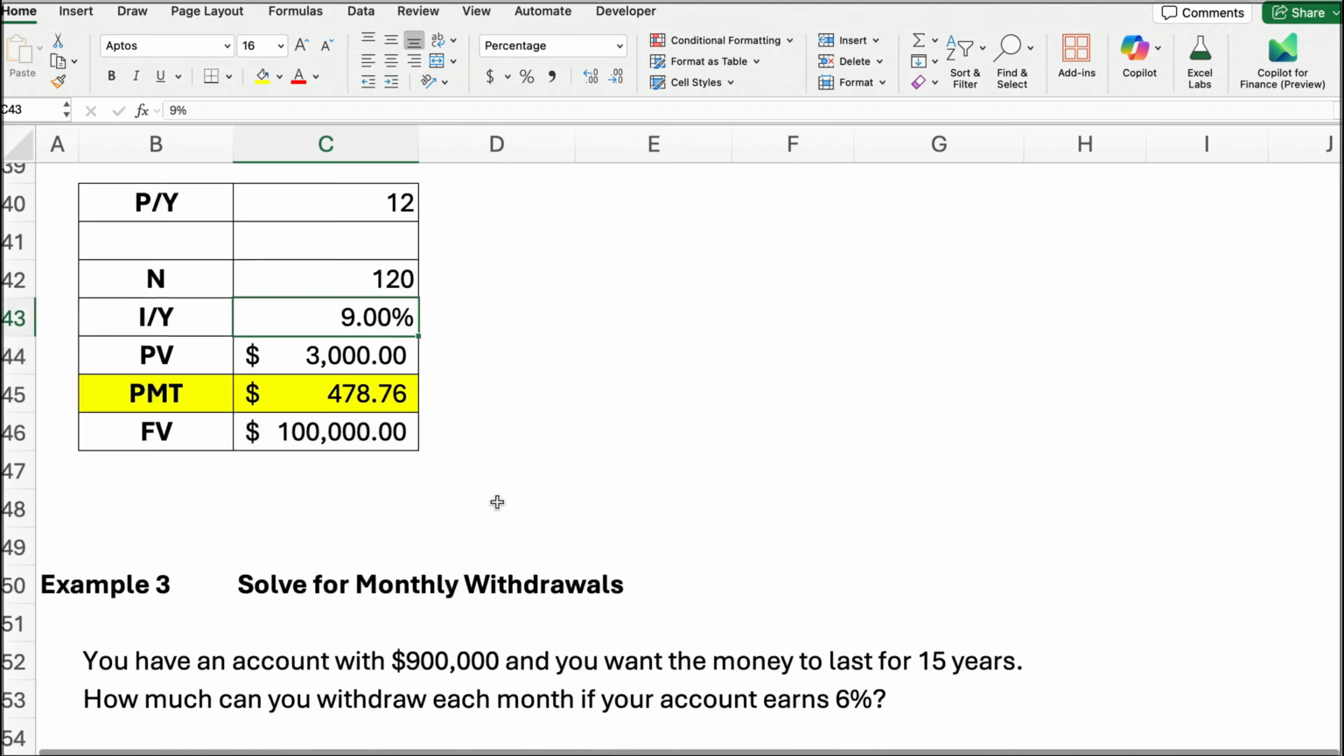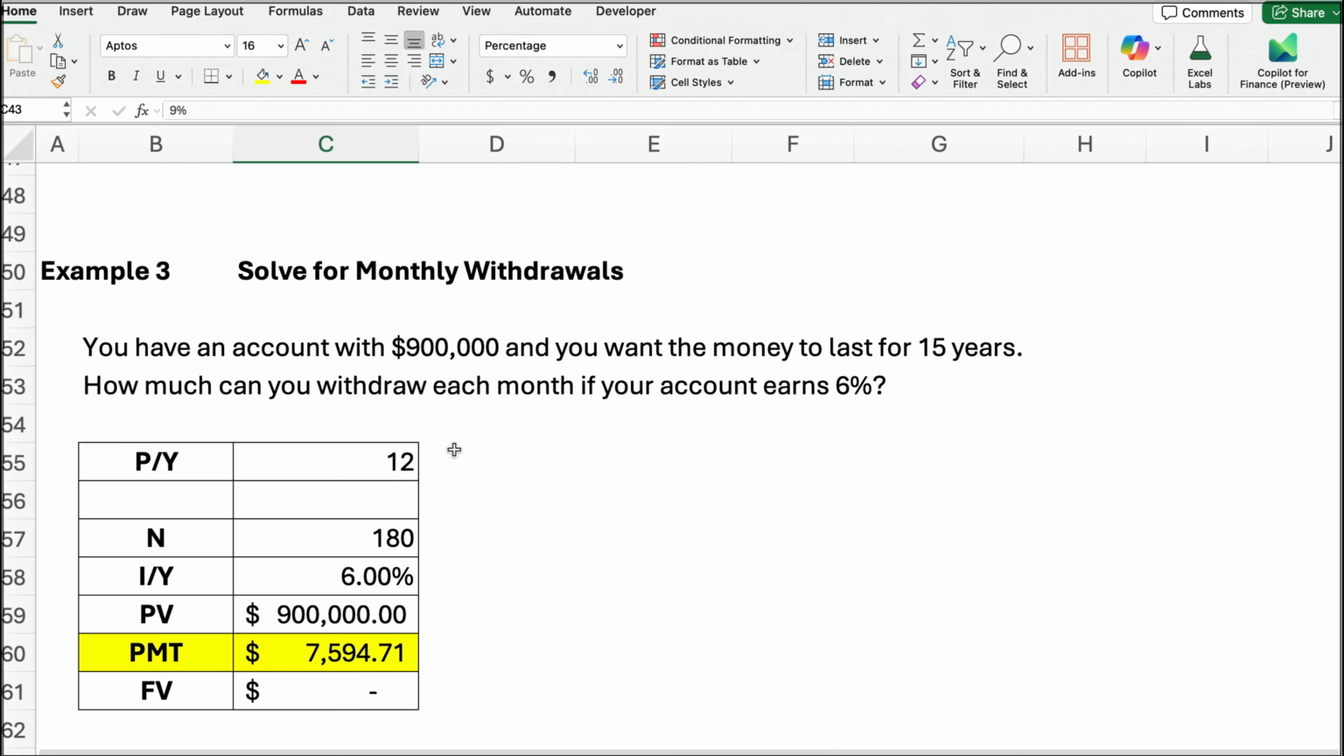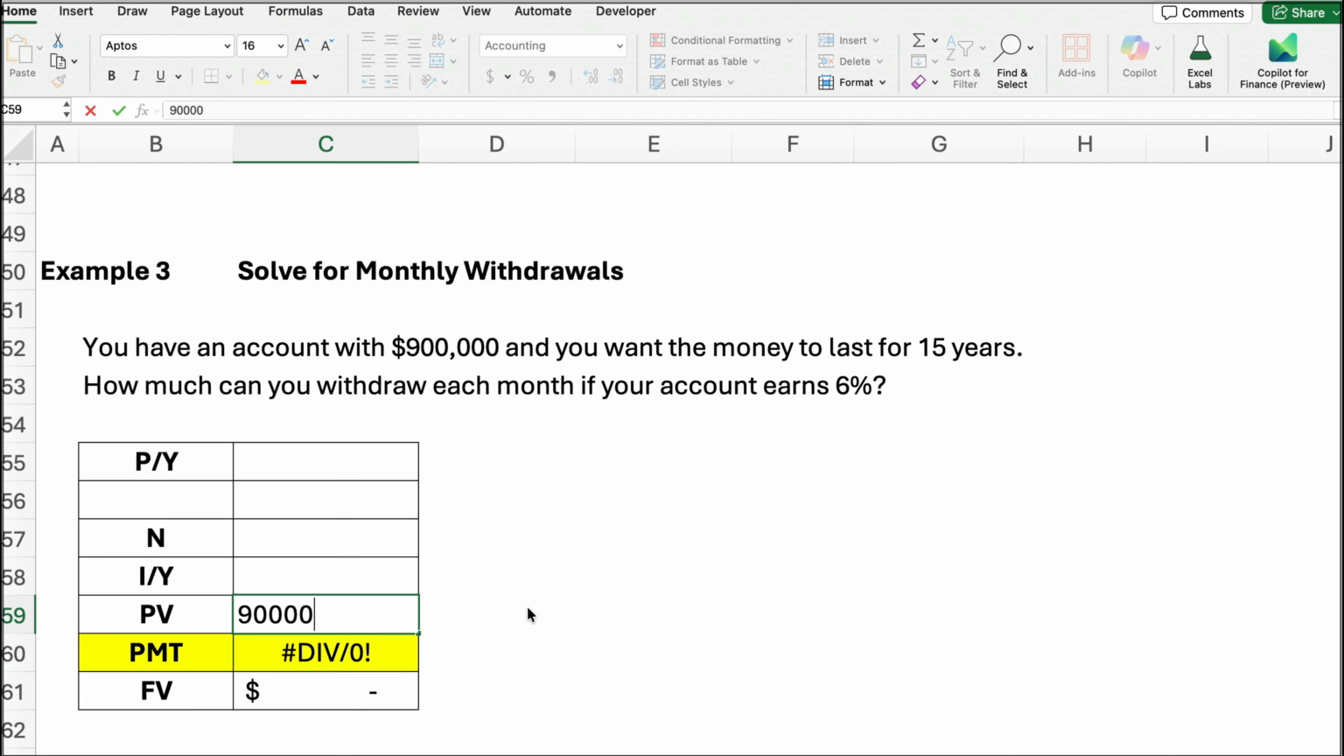All right, the third example, same type of thing, except you have an account with 900,000 and you want the money to last for 15 years. So let me clear out all this and enter it all together. How much can you withdraw each month if your account earns 6%? Now here we're assuming the account goes to 0, so we're going to put future value as 0. We're going to put the present value as 900,000.